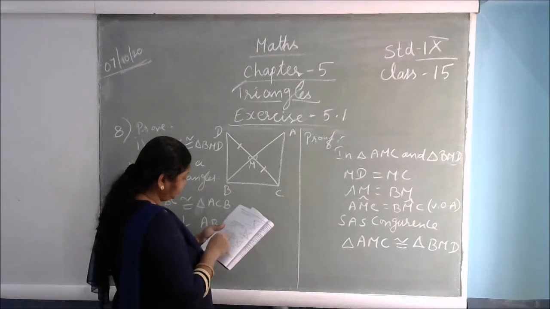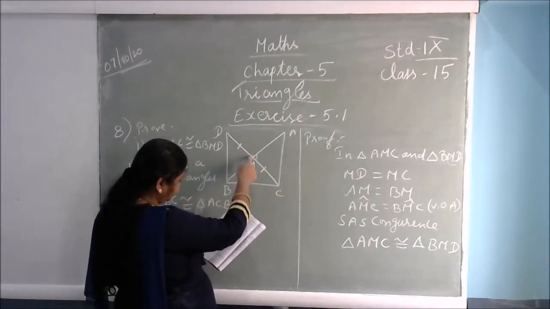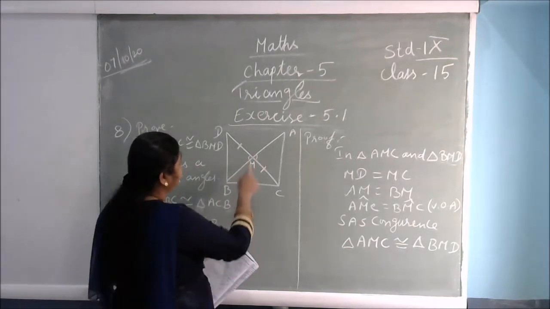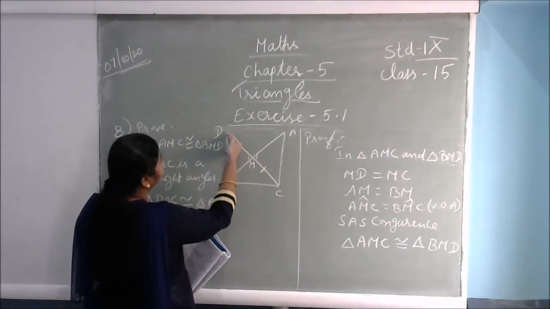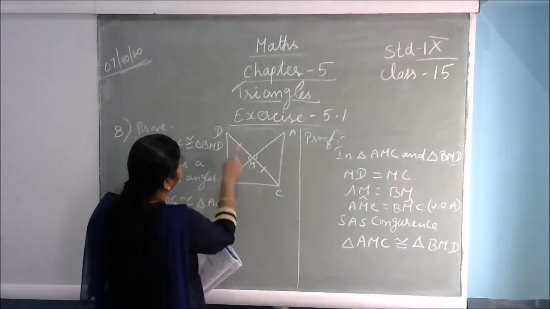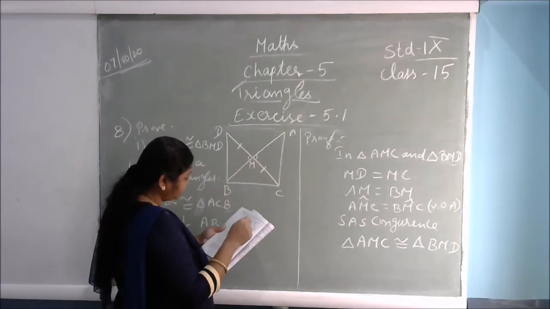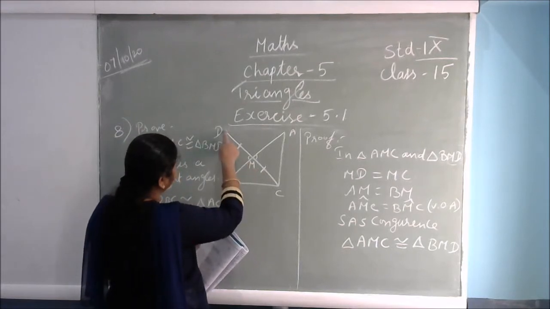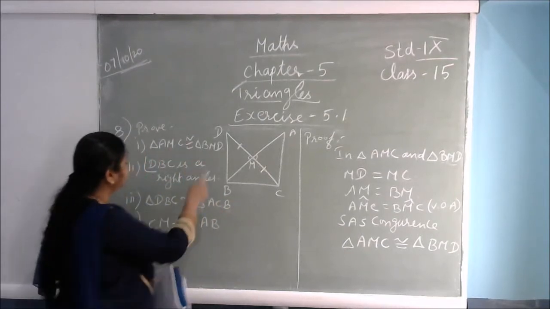Then C is joined to M, and produced to a point D, such that DM is equal to MC. They are given. Point D is joined to point B, and this is what you have to show.